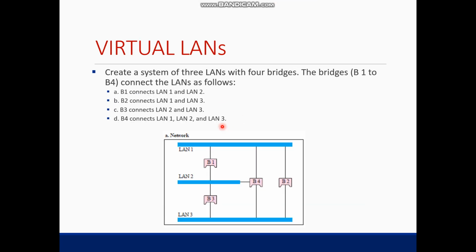So here is an example. Create a system of three LANs with four bridges. The bridges are B1 to B4. So the connections of the LANs are going to be as follows. B1, bridge 1, connects LAN 1 and LAN 2. So this is B1, and it connects that LAN and that LAN, which are LAN 1 and LAN 2. B2 connects LAN 1 and LAN 3. B3 connects LAN 2 and LAN 3. B4 connects LAN 1, LAN 2, and LAN 3. So this is how you can configure a network.